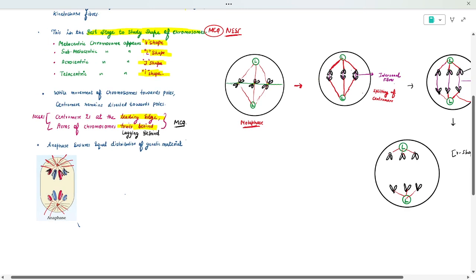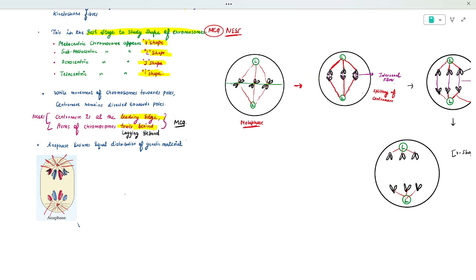Summarizing, it is characterized by splitting of the centromere. It is the smallest stage of anaphase, and it is the best stage to study the shape of the chromosomes. These are the very three important questions.